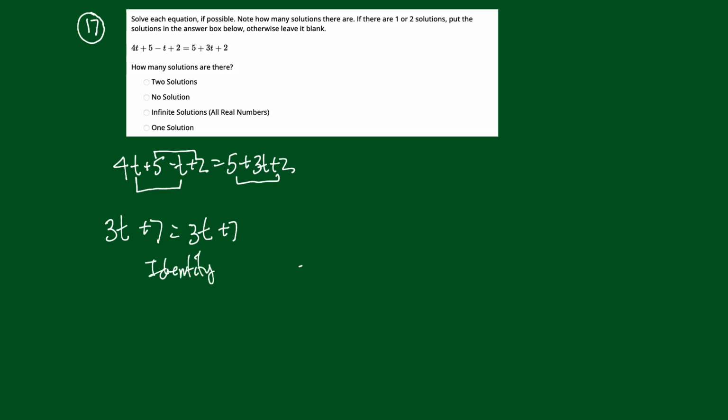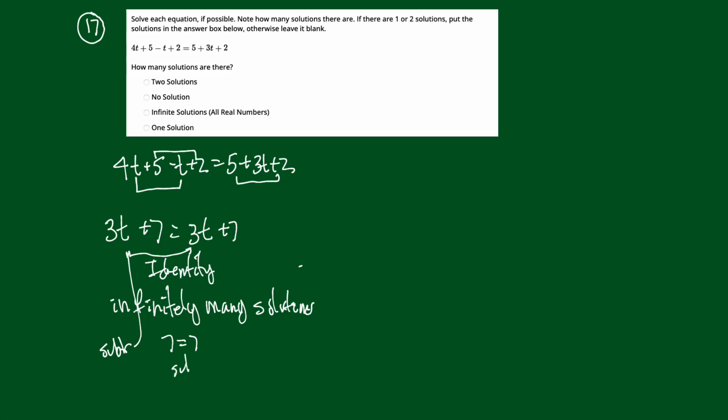And an identity has infinitely many solutions. Now, if you kept on going, we don't have to. We already have this identity. If you kept on going, what if you subtracted that 3t from both sides? Well, then you're left with 7 equals 7. Now you can see it's an identity. Or if you wanted everything on one side, suppose that you subtract 7 from both sides, you get 0 equals 0.